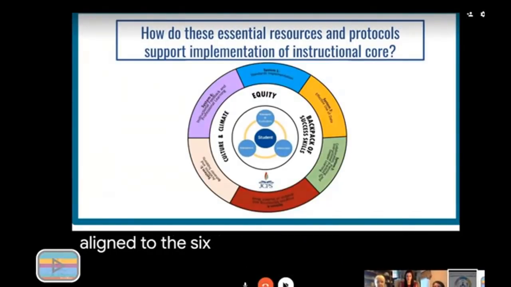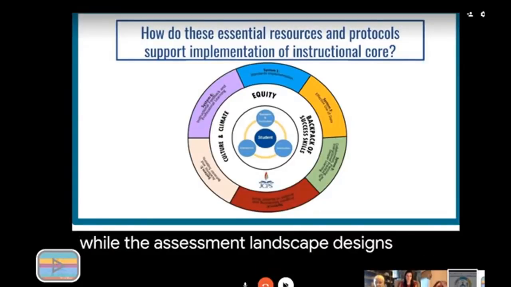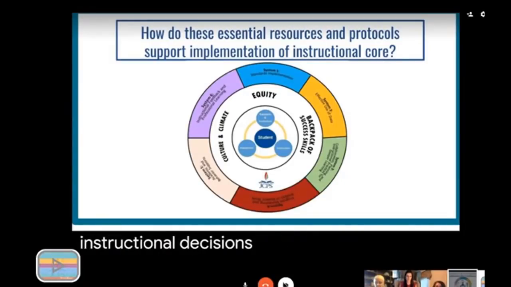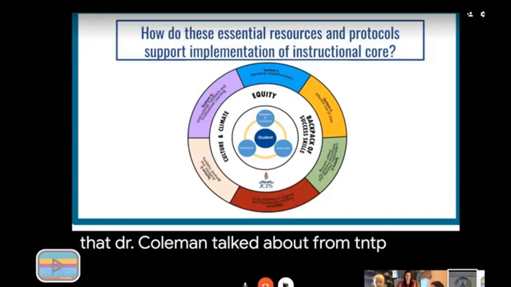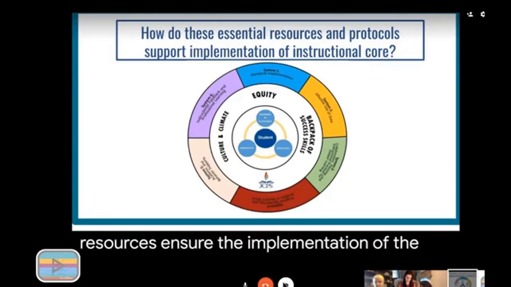We begin with standards, which are bundled together in student-centered modules in the curriculum frameworks. The instructional frameworks structure the how of teaching and learning, while the assessment landscape defines the type of data used to make instructional decisions. Within the PLC process, collaborative teams can ensure the quality of tasks and student work using those protocols that Dr. Coleman talked about from TNTP and the quality work protocol. So these 5 essential resources ensure the implementation of the instructional core in Jefferson County.